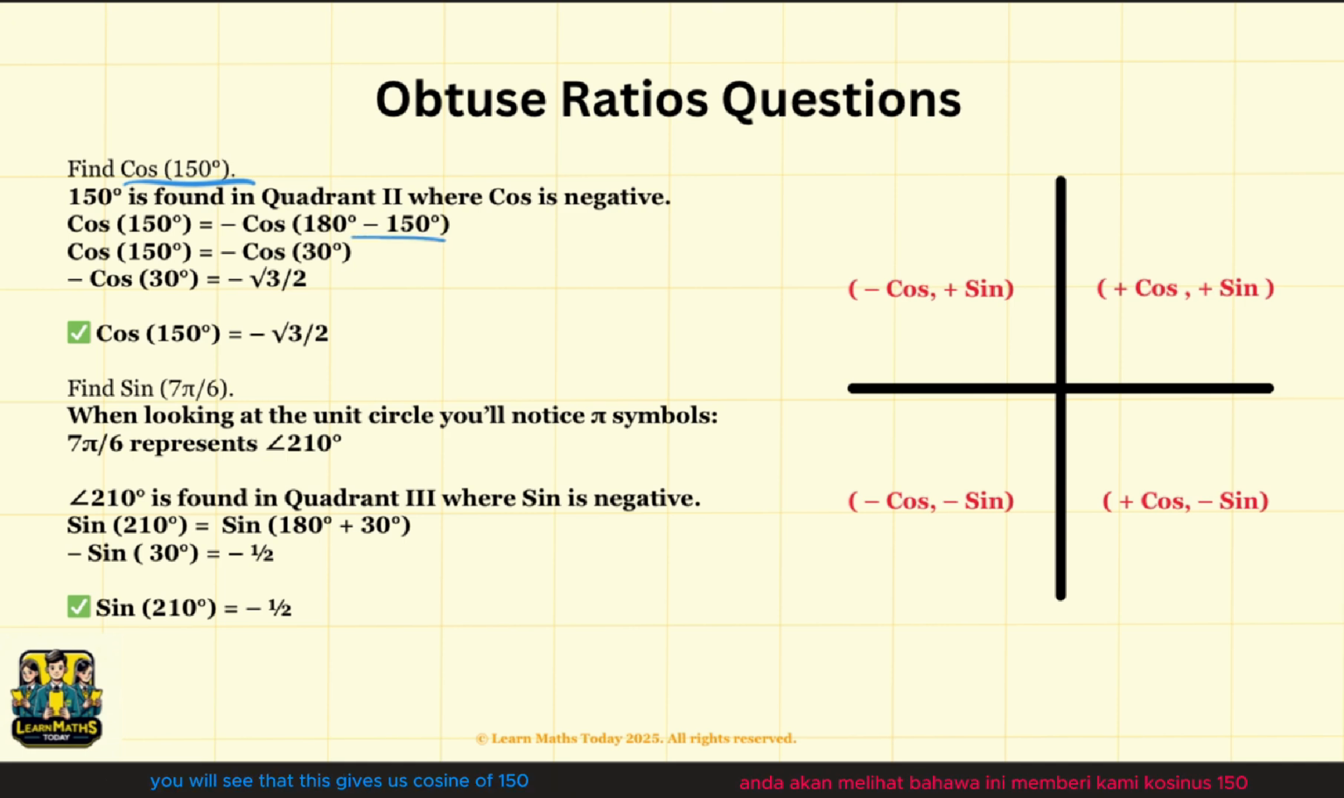And in doing this, you will see that this gives us cosine of 150 is equal to the negative cosine of 30, which using the unit circle, we can see is root 3 over 2. Therefore, the cosine of 150 is equal to negative root 3 over 2, which can be fact checked again by the circle by looking that cosine of 150 is in fact negative root 3 over 2.